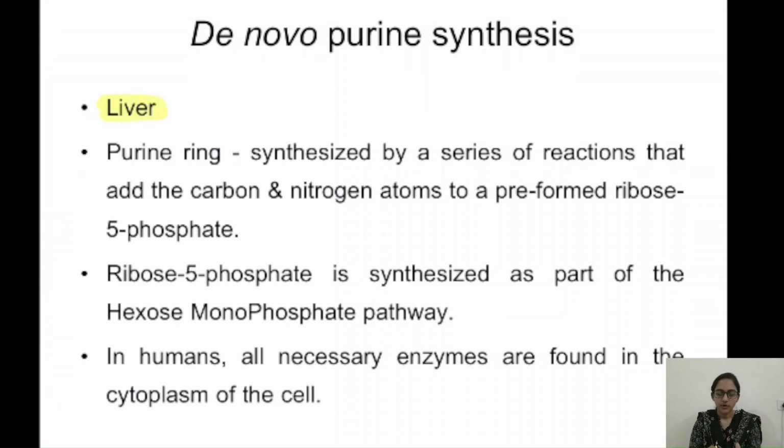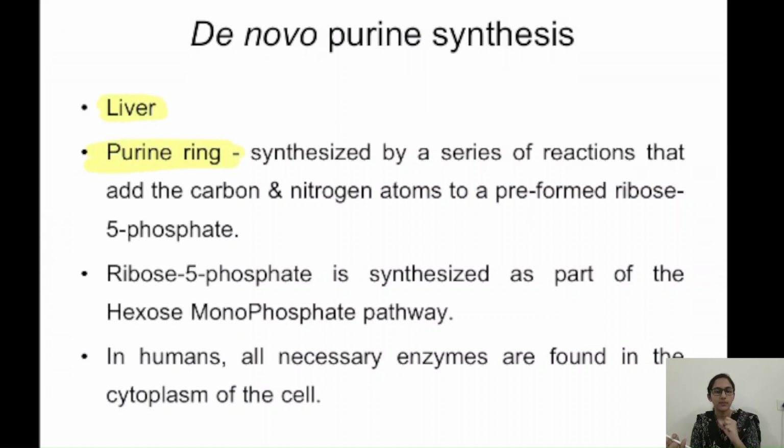Now, how is the purine ring synthesized? We have a ribose 5-phosphate, on top of which we are going to start adding the nitrogen and carbon, and we are going to make the purine ring.